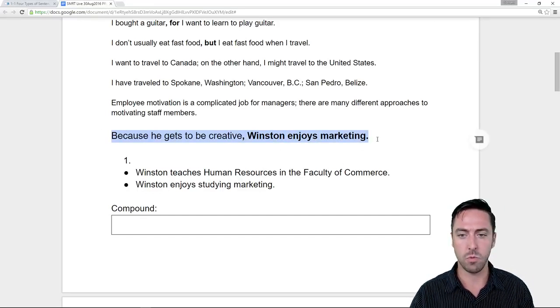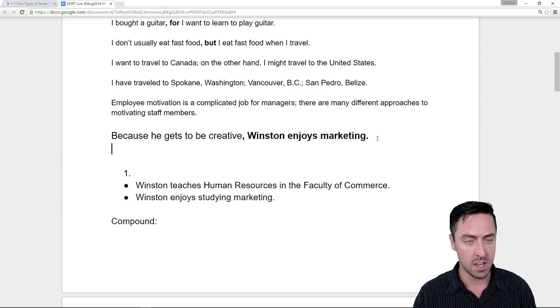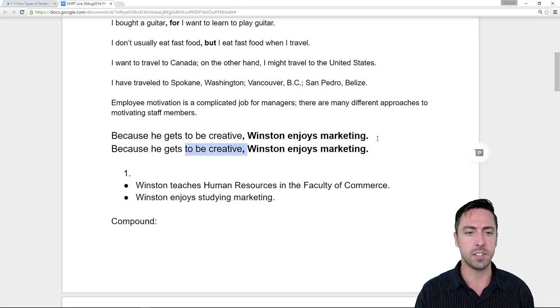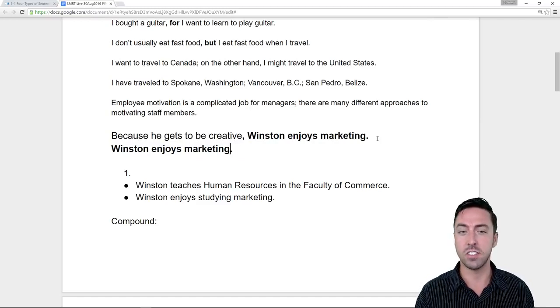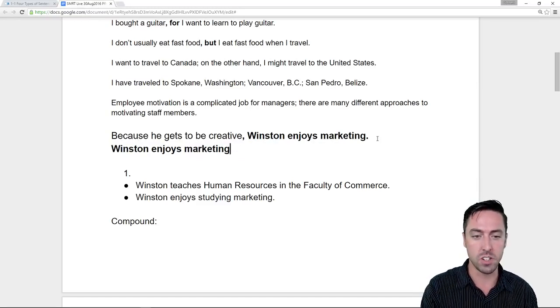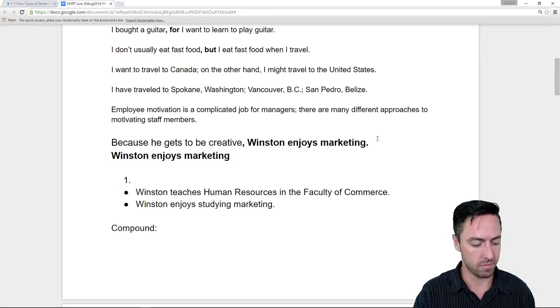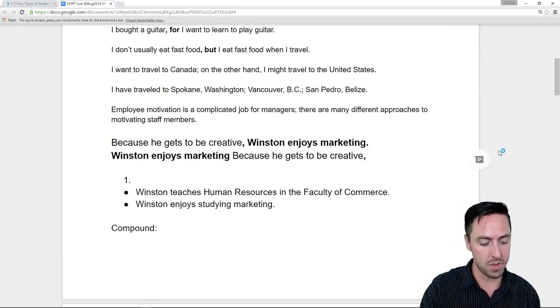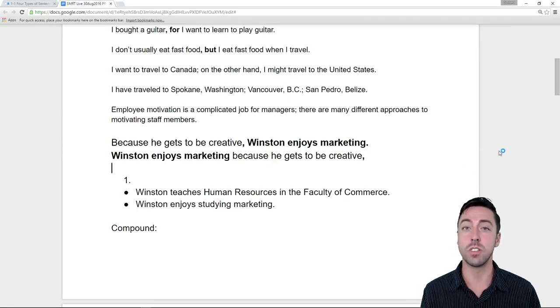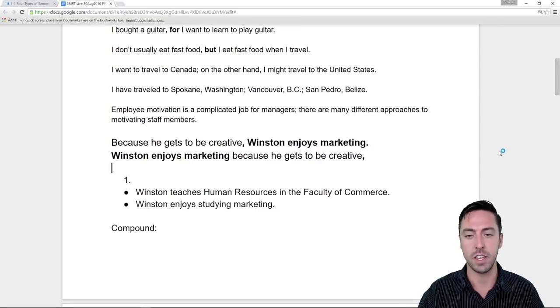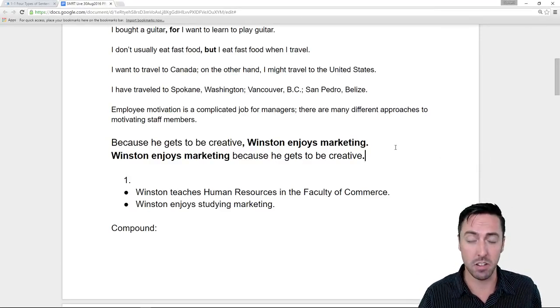However, I can show you, we can switch these around and there's no problem. We can take this first dependent clause and start with that. We can start with Winston enjoys marketing. We'll use our comma here. There we go. We do not need a comma there, actually. Winston enjoys marketing because he gets to be creative. And I put a period at the end of the sentence. When we begin with the independent clause in sentences like this, we do not need the comma. We just say, Winston enjoys marketing because he gets to be creative.